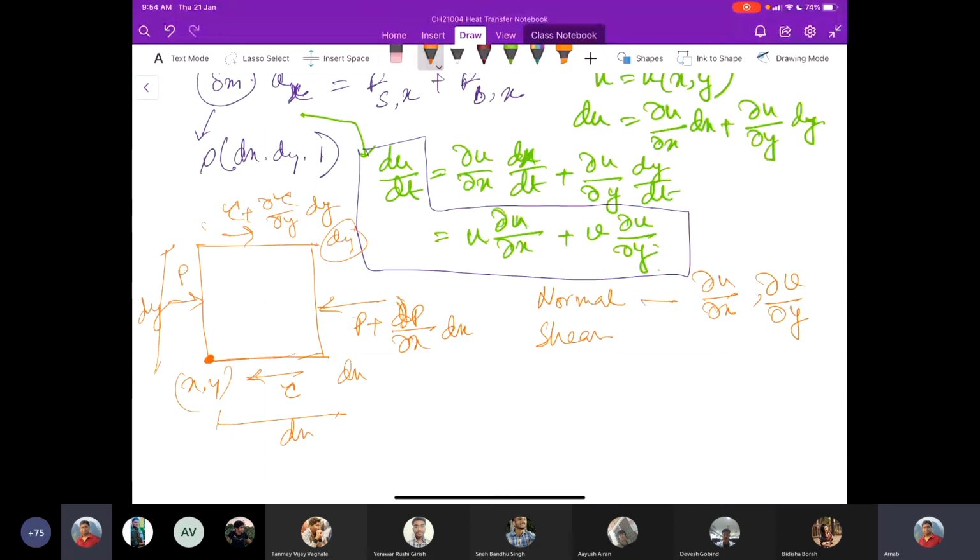Now these are much smaller compared to del u by del y, which is the shear force. So usually what happens, we neglect the normal forces. So we consider that only surface forces are acting on this control volume in the x direction. That is shown in this control volume.